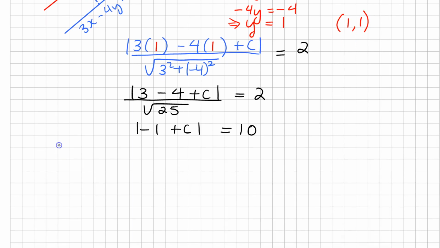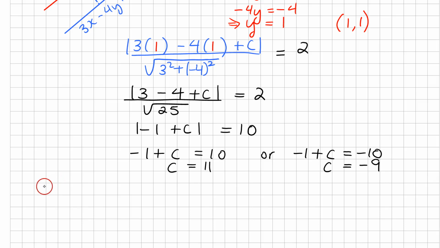Okay, so the next thing now, I know that whatever was inside this absolute value comes out as 10. So my only two things that could have been inside my absolute value were 10 or minus 10, which tells me that my c was either 11 or that my c was minus 9. So that means my two equations that are parallel to the red one and 2 units from it would have been 3x minus 4y plus 11 equal to 0, or 3x minus 4y minus 9 equal to 0.